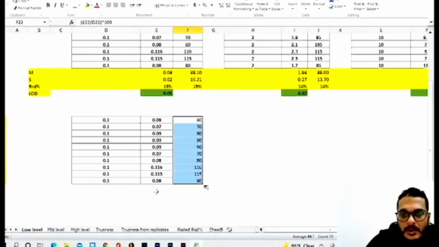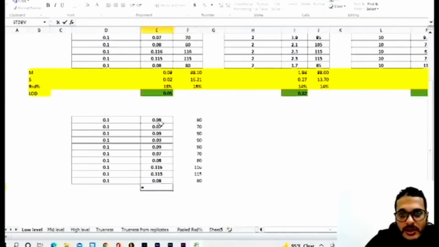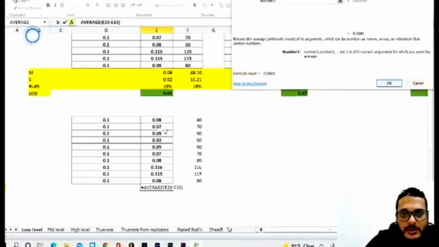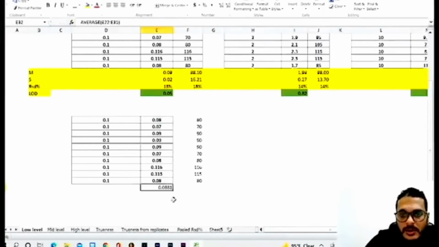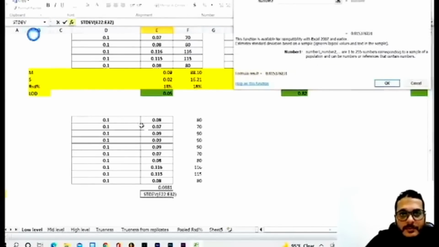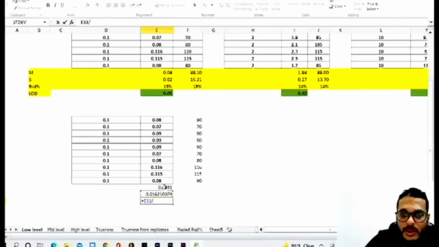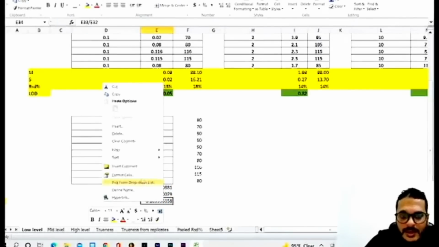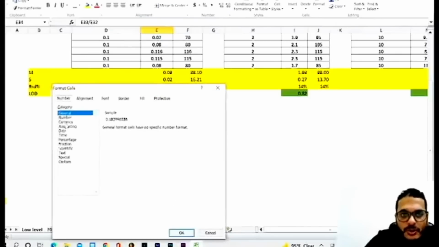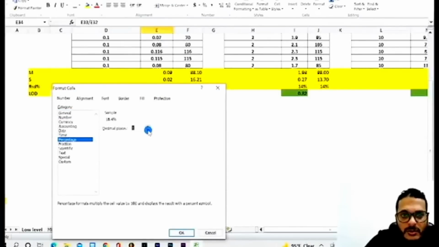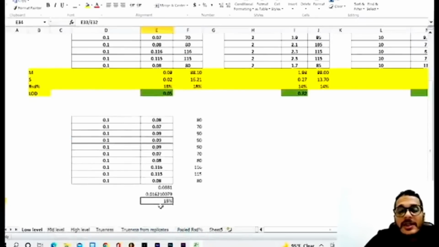And calculate the average for the results, the average between the results. Calculate the standard deviation. Then calculate the relative standard deviation, which is equal to the standard deviation divided by the average multiplied by 100, or we can convert from format cells. In format cells, convert to percentage. Here the percentage is 18%. This is the relative standard deviation.